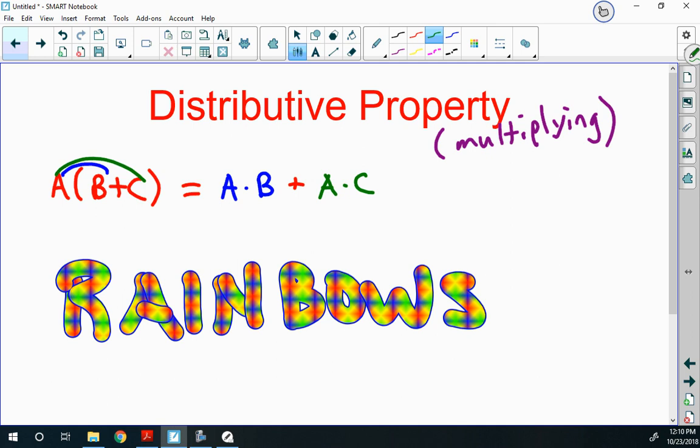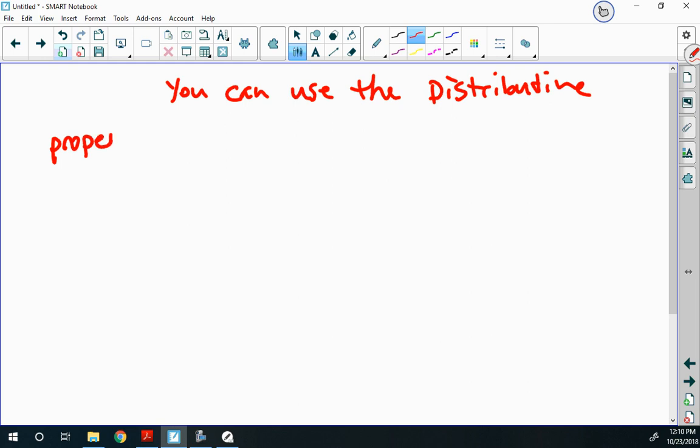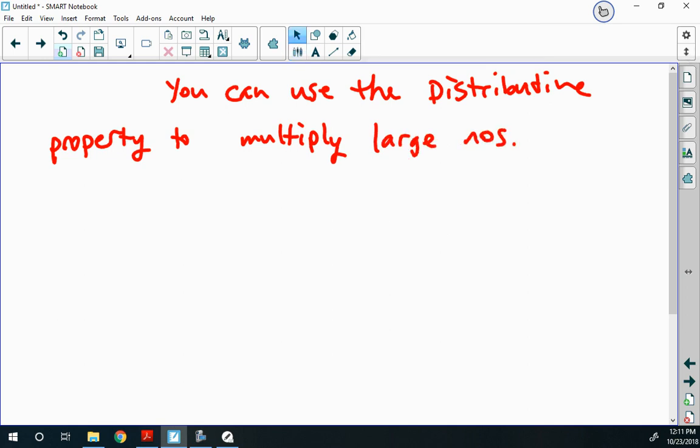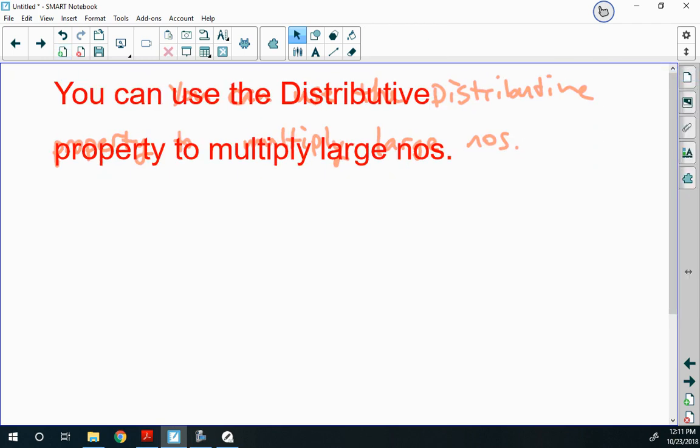Good. Well, what you probably didn't know about the distributive property is this. You can use the distributive property to multiply large numbers. Some people do this already and they don't even know that they do it. But you could use the distributive property to multiply large numbers.